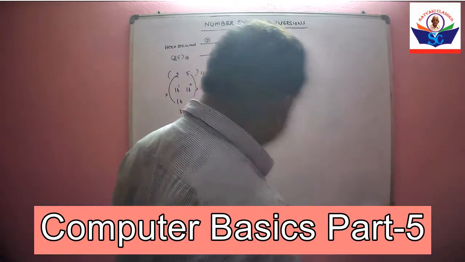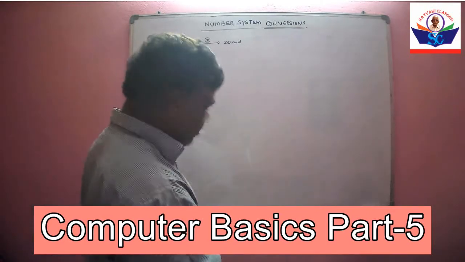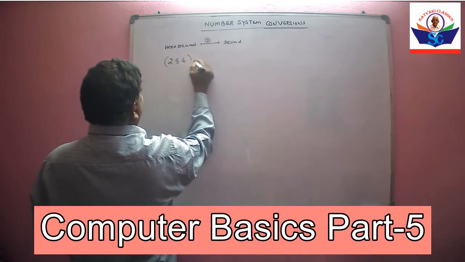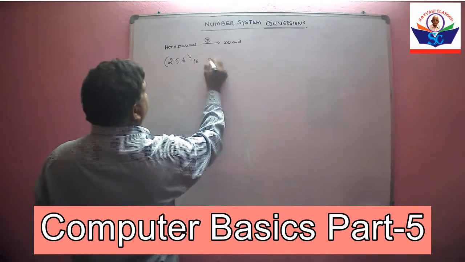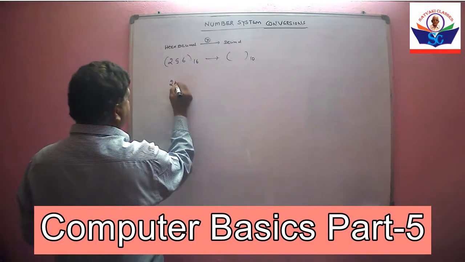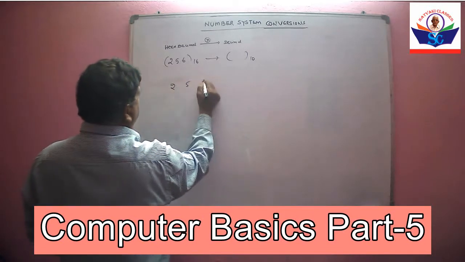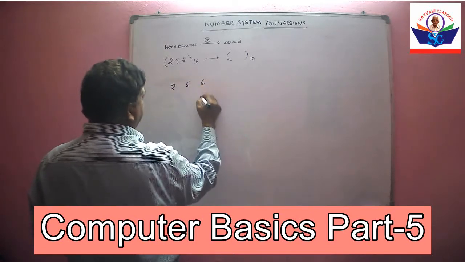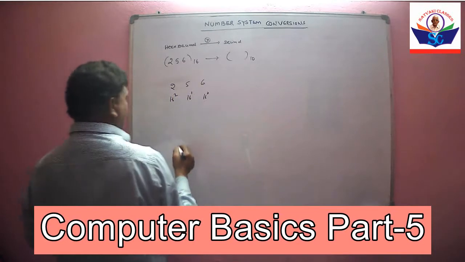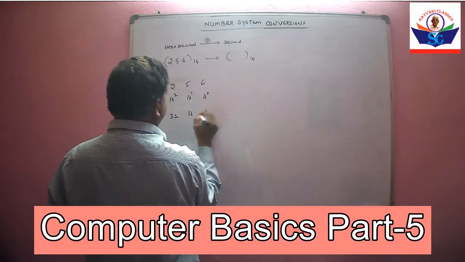Now we will take a 3-digit number. 256 in hexadecimal number should be converted to decimal number. 256 can be written like this, with 16 power 0, 16 power 1, 16 power 2. Okay. Now 16 power 2 is 256, 16 power 1 is 16, 16 power 0 is 1.